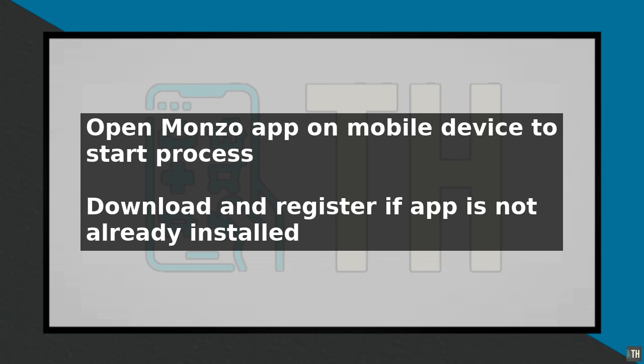Once you have the app, log into your account using your username and password. Next, navigate to the Monzo Flex section within the app. This can usually be found on the main dashboard or under the Accounts tab. Click on Monzo Flex to view more information about the feature and its benefits.